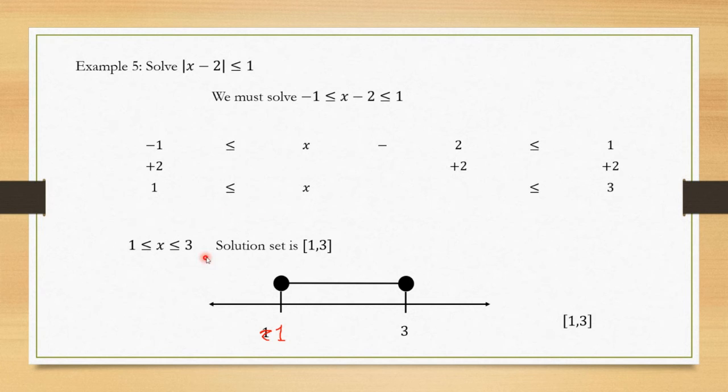So what's our solution set? One less than or equal to x less than or equal to 3. Okay, and that's the same as this closed interval, right? That's the solution set for this. And how do we graph it? You want to put a closed circle over 1 and over 3, and then you draw a line like this between them, right? You're indicating all the numbers between 1 and 3. So that's our solution set.